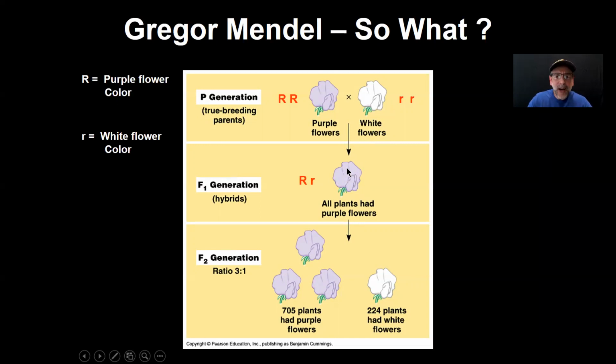When he then crossed these, what we call the F1 generation, he got a lot of purple offspring, in fact, in a ratio of 3:1, but the white reappeared. And people say, oh, the white skipped a generation. The white characteristic was there the whole time. It doesn't skip, it doesn't disappear, it just isn't expressed. So then the offspring here in the F2 generation, you get a ratio of 3 purple for every 1 white. And then this 705 to 224, these are the 900 data points that I talked about on the earlier slide.